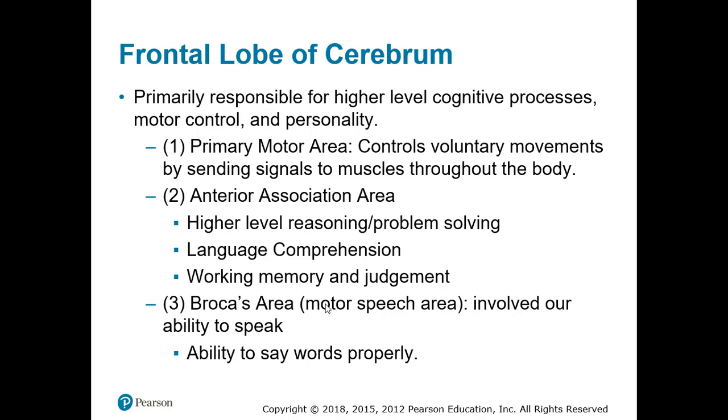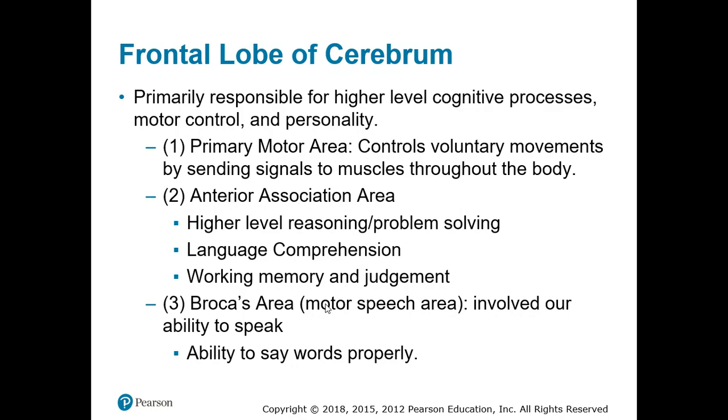The primary responsibility of the frontal lobe is to handle higher level cognitive processes and motor control, and it also helps determine some of your personality traits that we see. There are different areas in the frontal lobe that control different things. The 3 major areas that we're going to talk about are the primary motor area, the anterior association area, and Broca's area. The primary motor area is going to control voluntary movements. So motor means to move. And again, voluntary means you have control over them. So this is going to send signals to our muscles throughout our body.